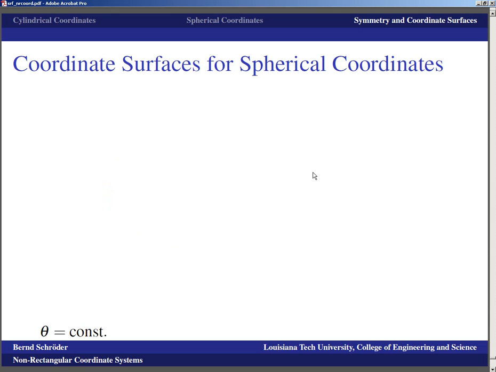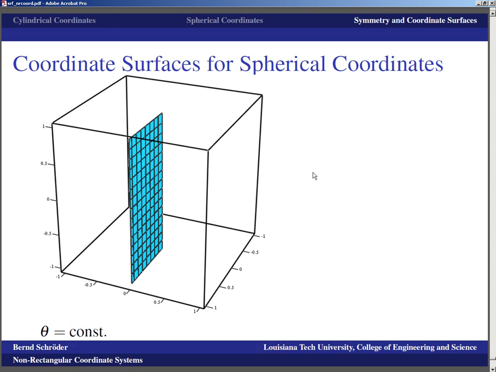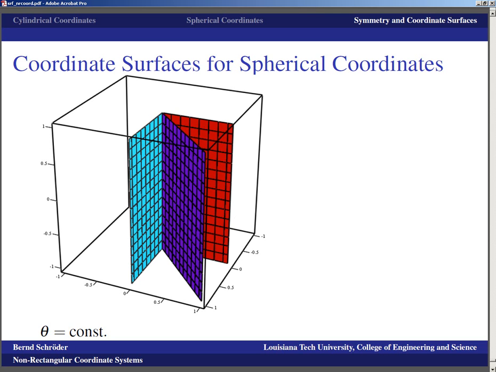Theta equals constant is the same as for cylindrical coordinates. Theta is a bearing off the x-axis, and so we get these half planes, which are all the points lying in that direction from the x-axis.